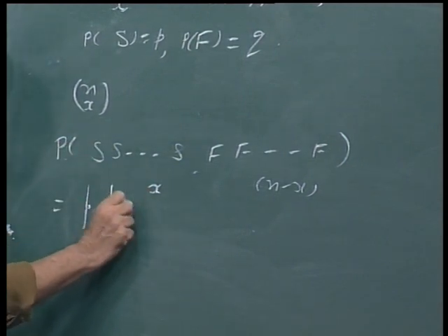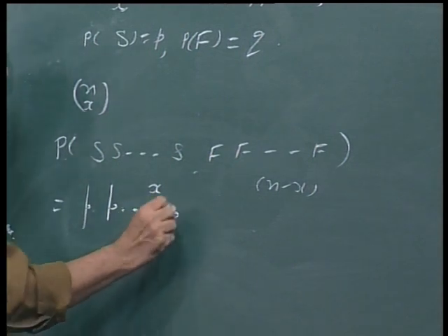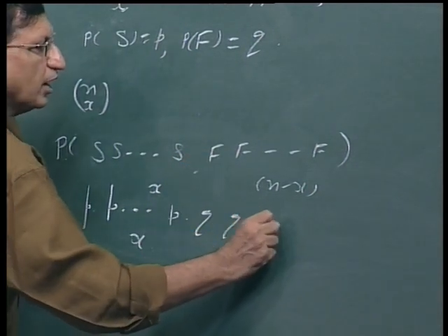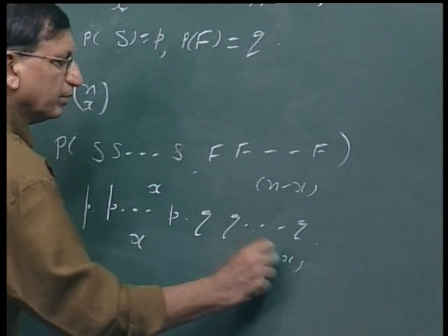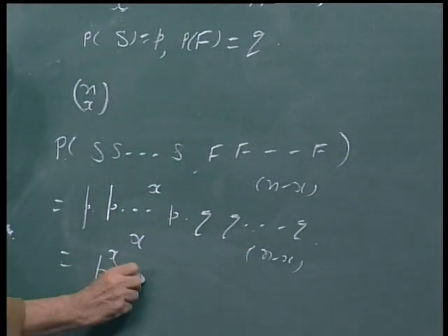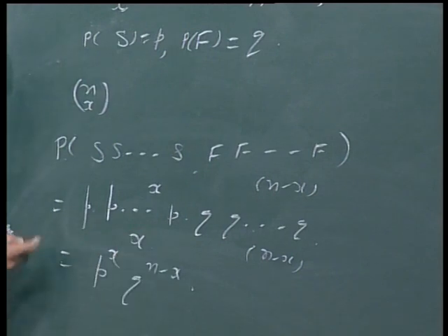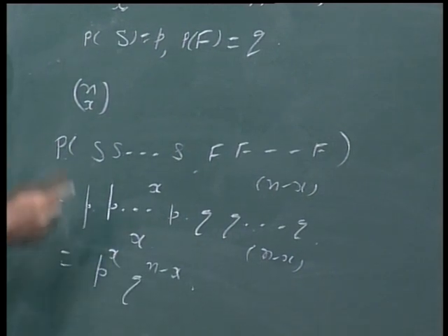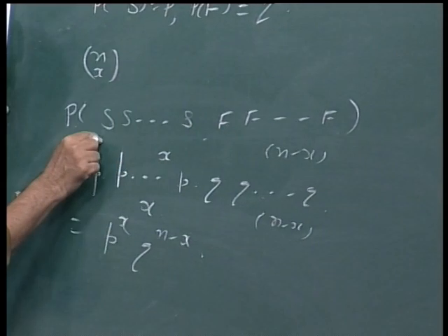Again, this P appears how many times? x times. And the probability of failure is Q, which appears n minus x times. So it will be P raised to x, Q raised to n minus x. This is the probability of exactly x successes in this particular order.